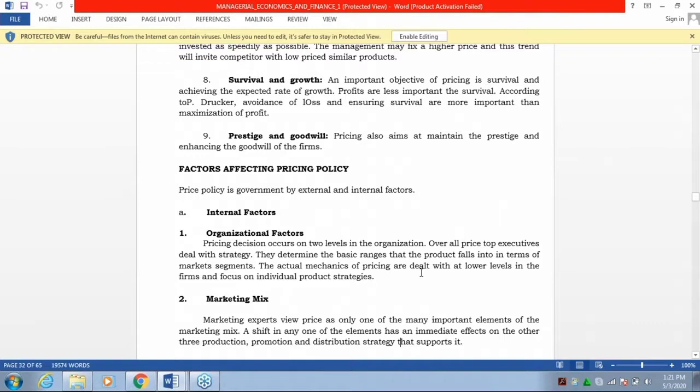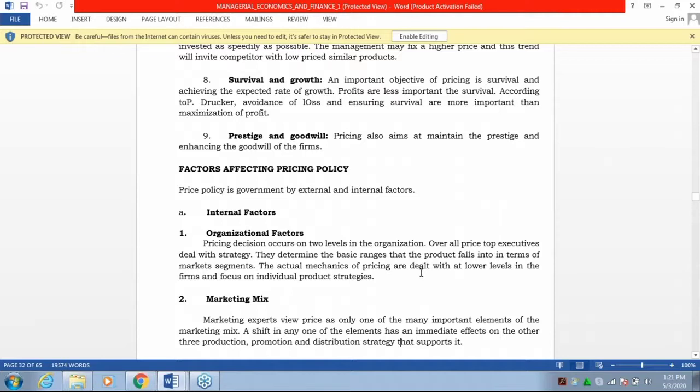When we are talking of the factors affecting the pricing policy, you will discover that the price policy of the government, as an external body, determines a lot. Of course, we have internal and external factors, which are categorized into two. We have the internal factor and the external factor. The first one is that of internal. When we are talking of the internal factor, we talk of the organizational factor.